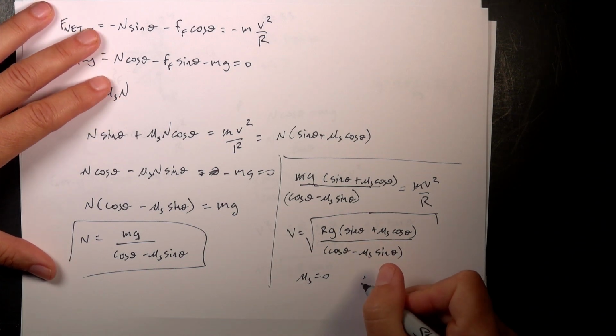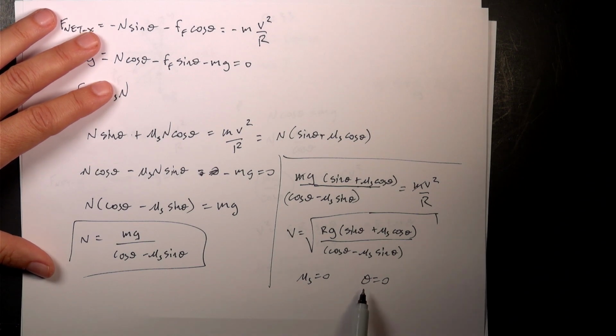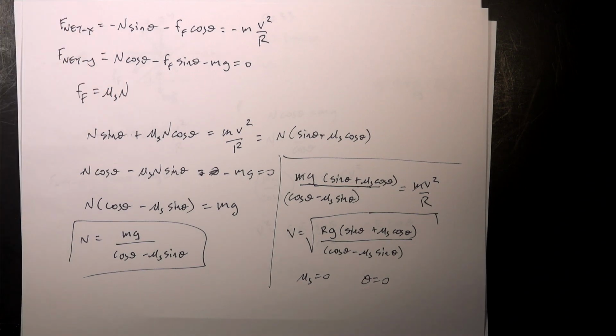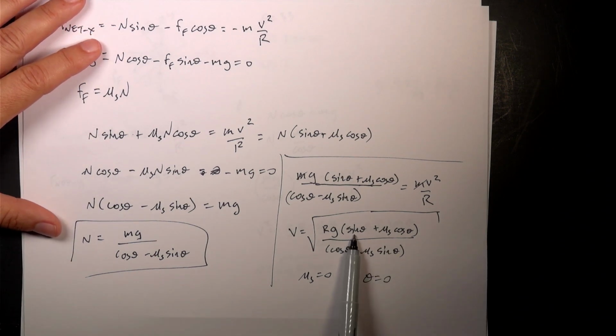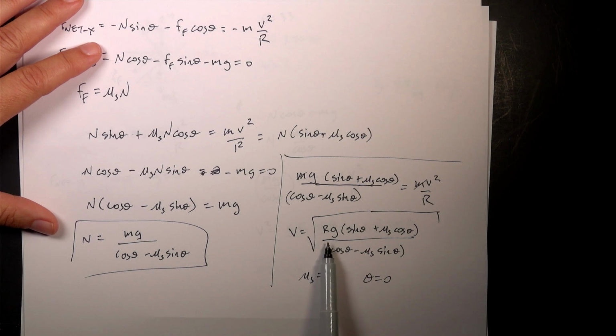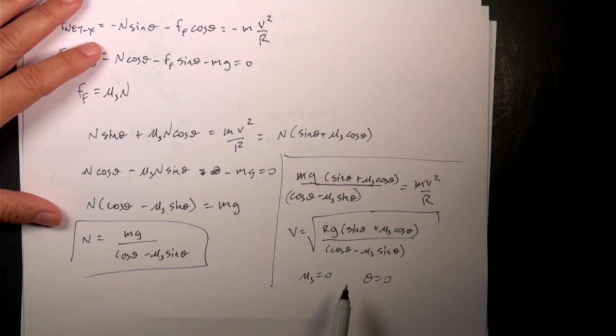Now, what if I take two cases, mu s equals 0, and the case of theta equals 0. If I let theta equal 0, then I go back to the first problem. The first problem, remember, it was flat, so that would be theta equals 0. If theta is equal to 0, sine of 0 is 0, cosine of 0 is 1. So on the top I get rg times mu s. On the bottom I get 1 minus 0, so I divide by 1. So I actually get the square root of mu sg. I get the same thing when I let theta go to 0.